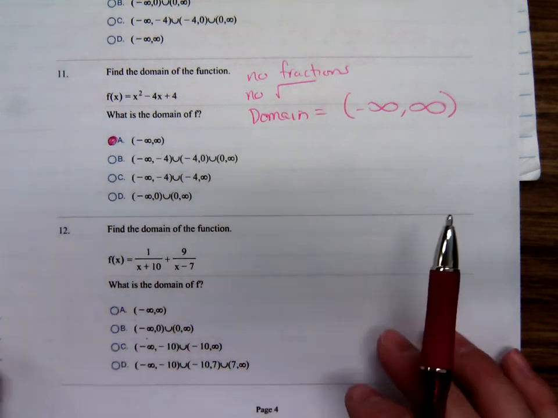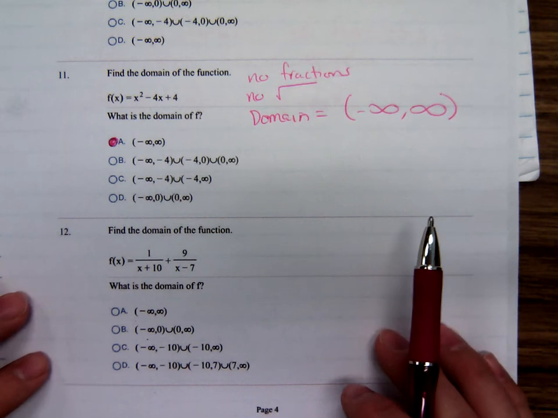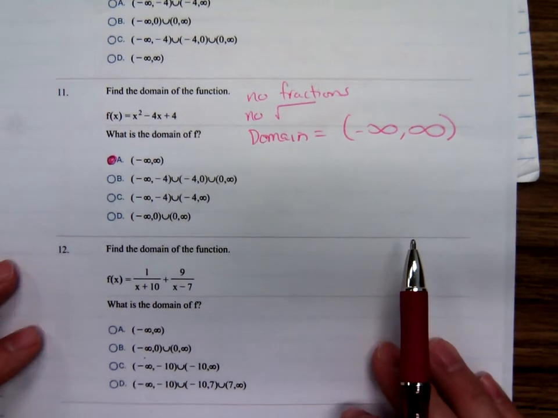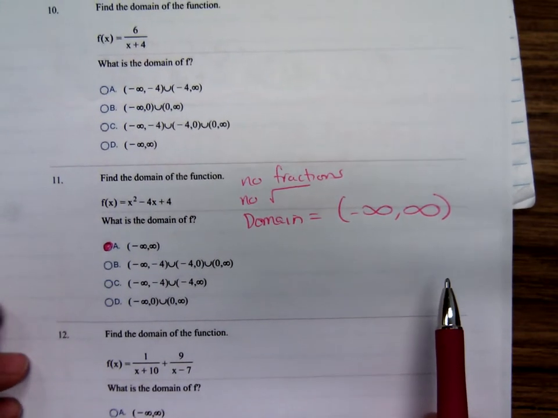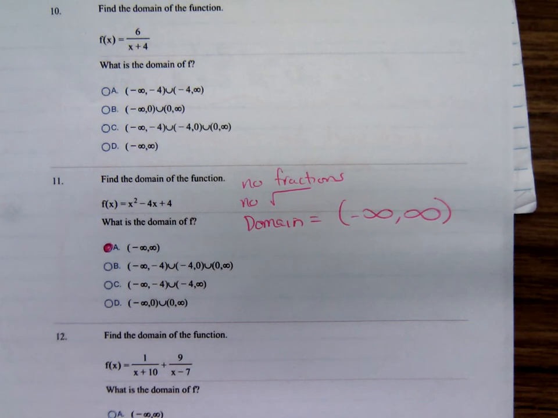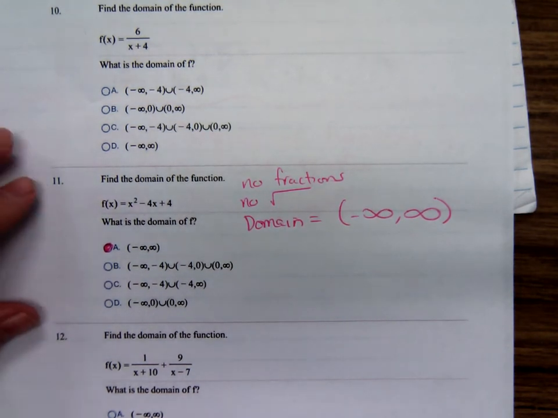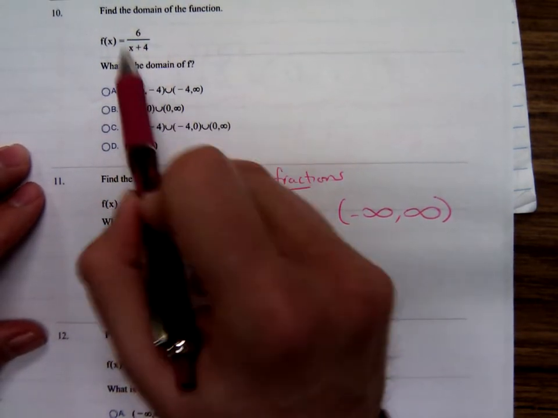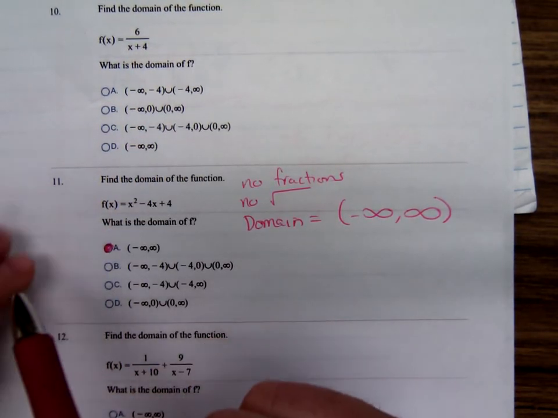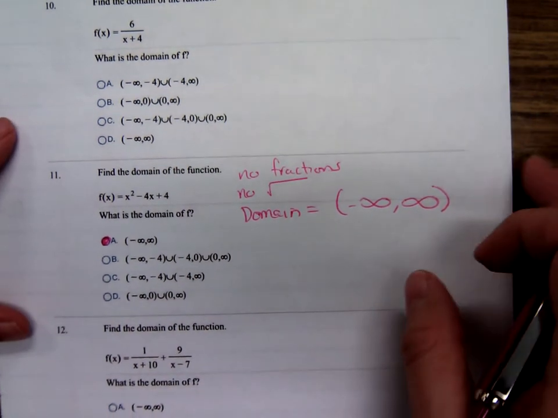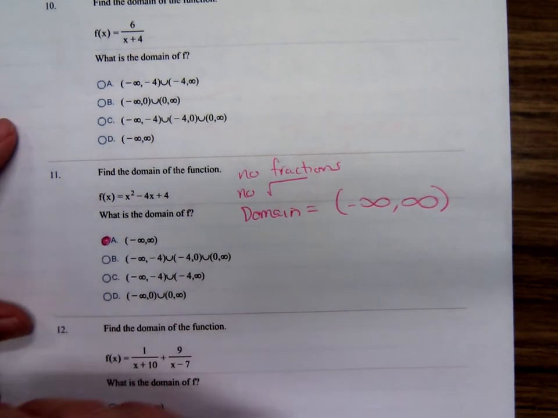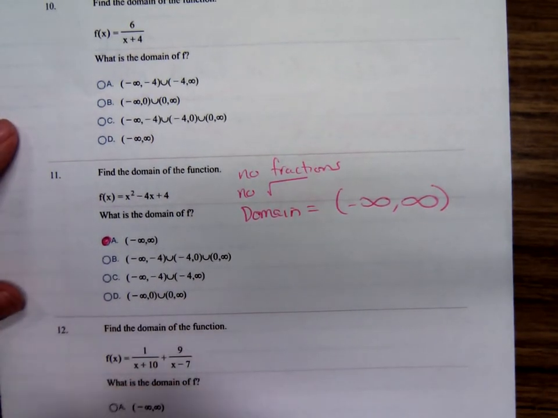Now, what about problems like 10 and 12? Problem 10 says, okay, f of x equals 6 over x plus 4. Believe it or not, we've found the domain of a function like this before. I think we've done it twice. Once we were solving rational equations, and then when we were doing cut points. We called them denominator cut points. Every now and then I might have slipped and said domain cut points, because it's the same thing. What's the one number x could never be?